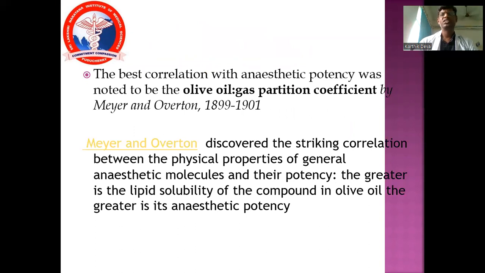The best correlation with anesthetic potency was noted to be the olive oil to gas partition coefficient, by Overton and Meyer in 1899 to 1901. Meyer and Overton discovered the striking correlation between the physical properties of general anesthetic molecules and their potency. The greater the lipid solubility of the compound in olive oil, the greater its anesthetic potency.